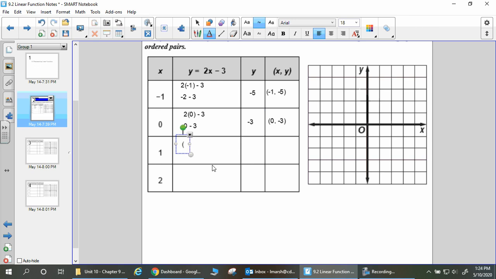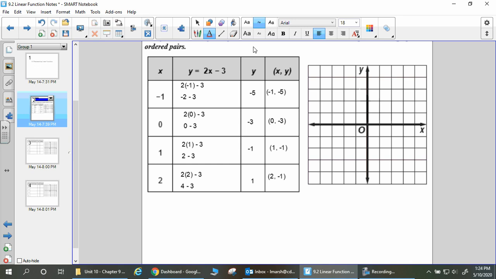Next row, 2 times +1, and then we need our -3. Well, 2 times +1 is +2. 2 minus 3 is -1. So +1, -1, that's my ordered pair. And in the last row, 2 times, in this case, +2. 2 times 2 is 4. 4 minus 3 is +1. And so the ordered pair is 2, 1.